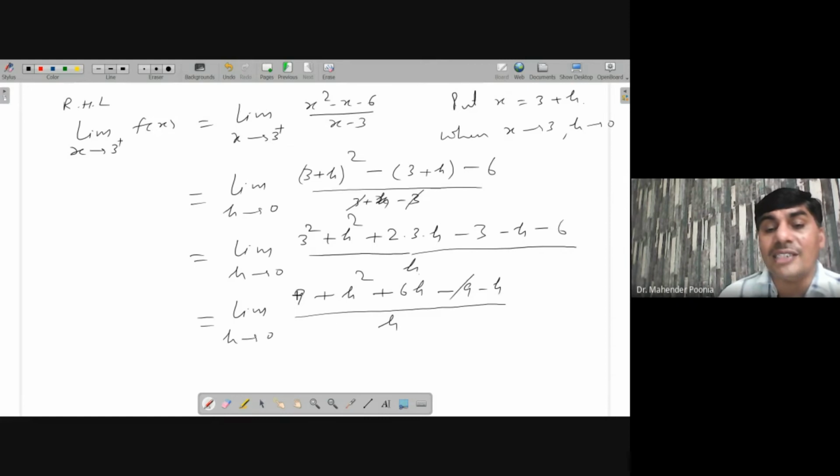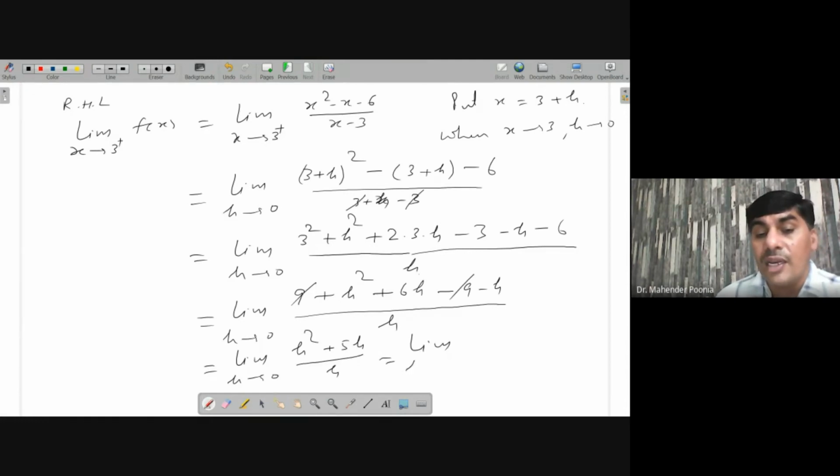This minus 9 is cancelled with 9, which is equal to limit h tends to 0, h squared plus 5h divided by h. Taking h common from the numerator, we have h into h plus 5 divided by h. h is cancelled with this h, and putting h equal to 0, we have 0 plus 5 is equal to 5.